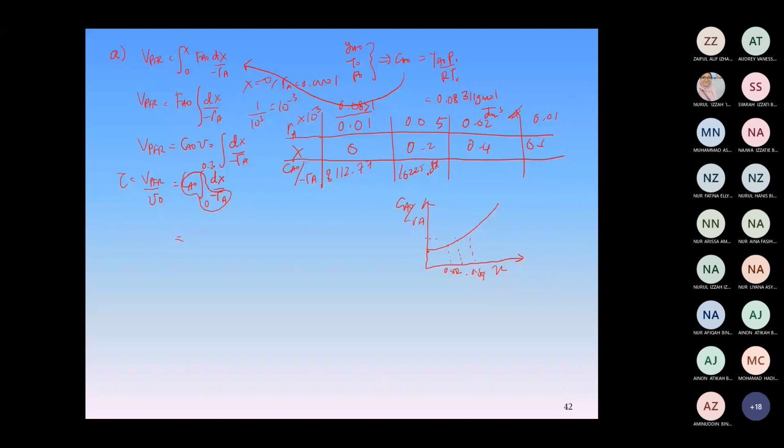Okay, so dapatlah sini. Okay, so this one is untuk mewakili 0.3. So you have what is CA0 over negative RA dekat x equal to 0.3. Okay, so from here approximately is around 4664.84 second. Okay, so this is for this value. Okay, so how you relate with the volume is VPFR now is equals to this one times V, naikkan atas lah, times with the V0 here.